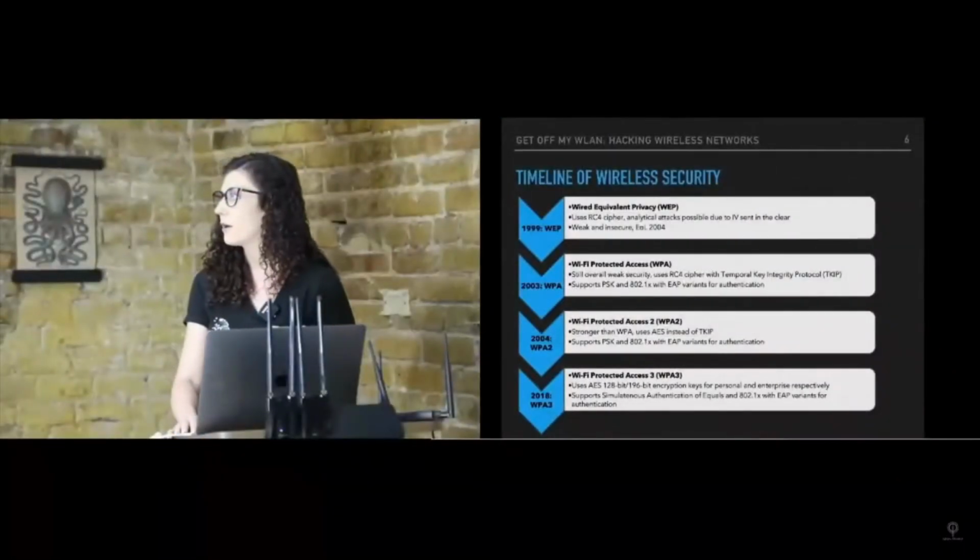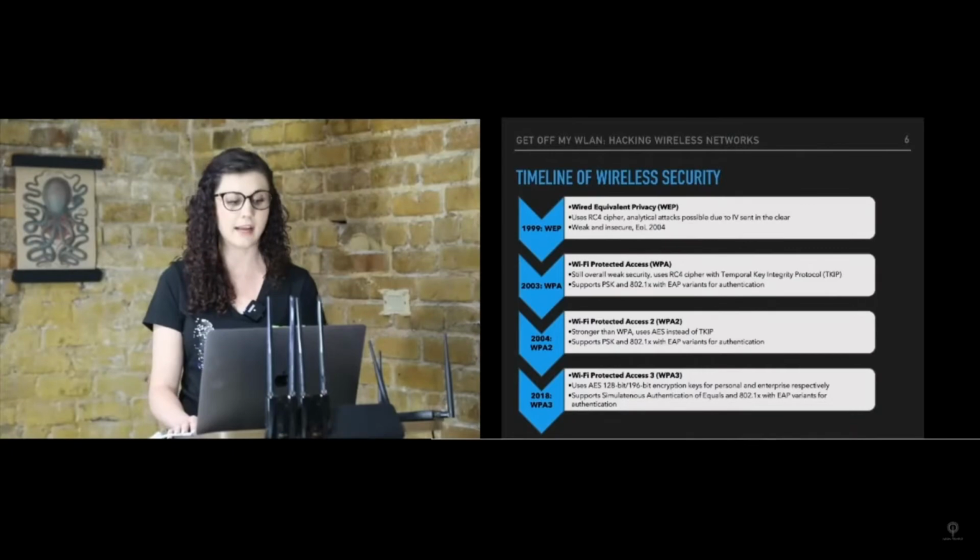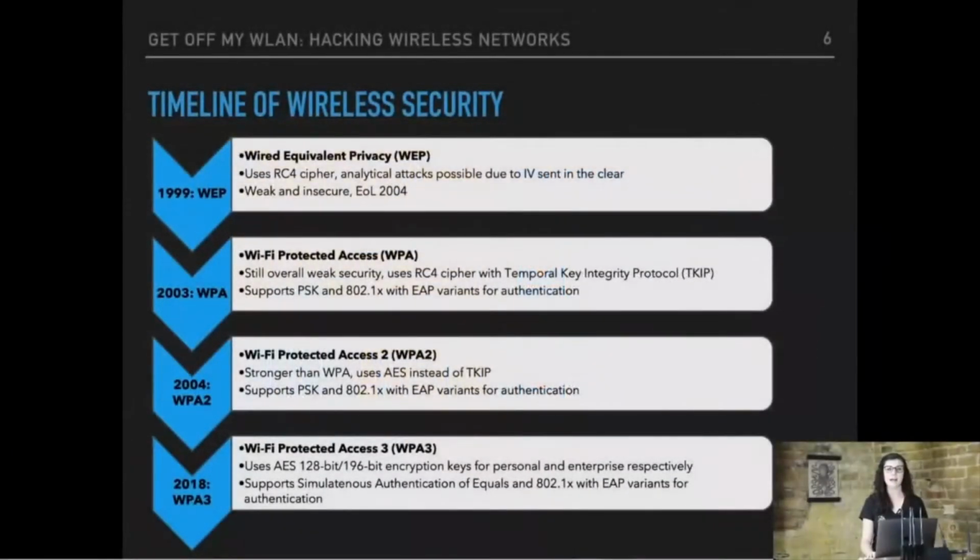So in 2004, WPA2, the second iteration, was released, which is stronger than the first one and uses AES instead of RC4. And we still have support for the PSK and the WPA Enterprise variant as well. And in 2018, we have WPA3. And this, again, is just getting better with cryptography and uses AES 128 and 192-bit encryption keys for the pre-shared key and the enterprise configurations, respectively.